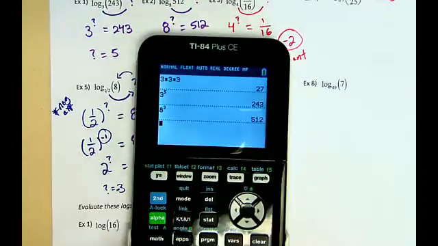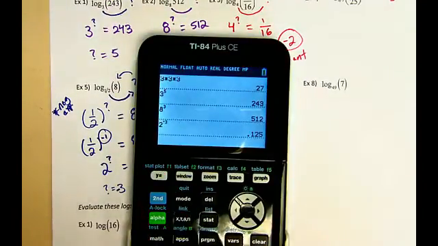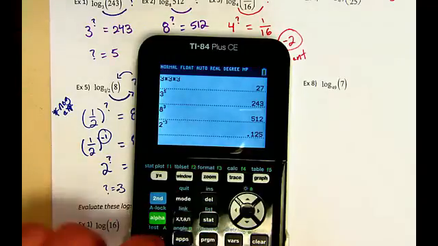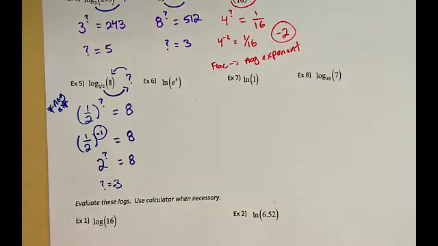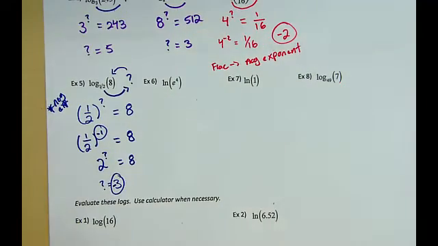And you can check this with your calculator too. You can do 2 to the negative 3rd, and you get a decimal, turn it into a fraction, 1/8. Well, again, I started with 1/2, so I actually need 1/2 to the negative 3rd, so it checks out. So negative 3 works.